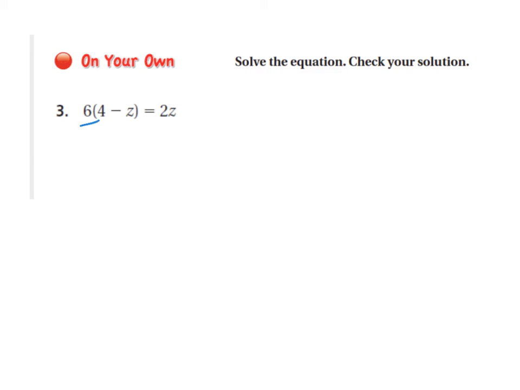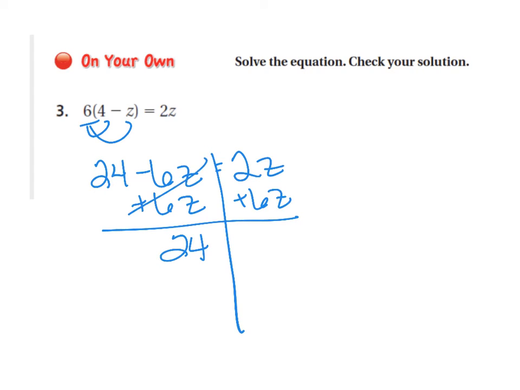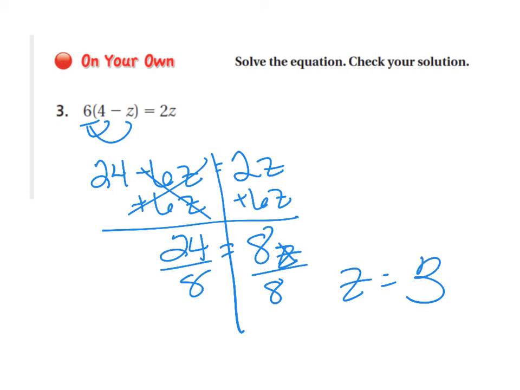Going to start with the distributive property. So 6 times 4 is 24. Minus 6z equals 2z. Again, I'm going to leave the 2z. I'm going to add 6z. Keeps it positive. Gets them all on one side. 24. 2z plus 6z is 8z. Z, not an x. Divide by 8. Z equals 3.